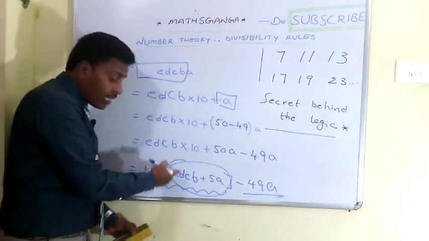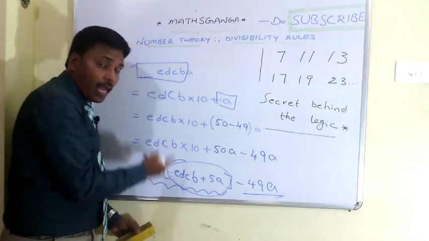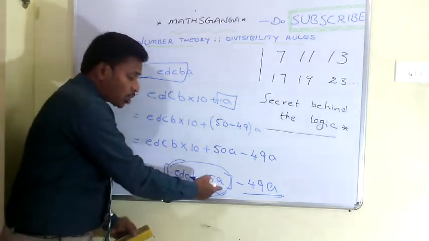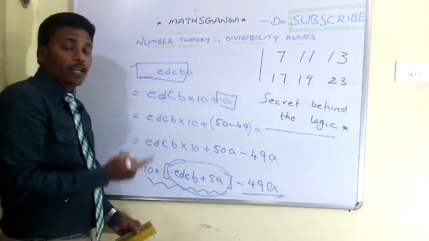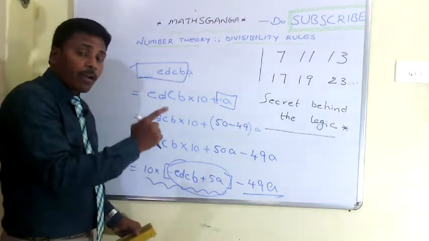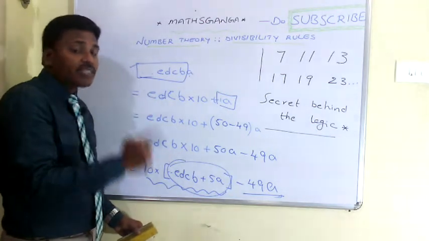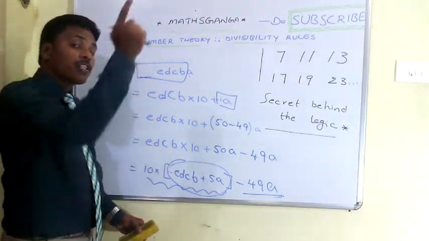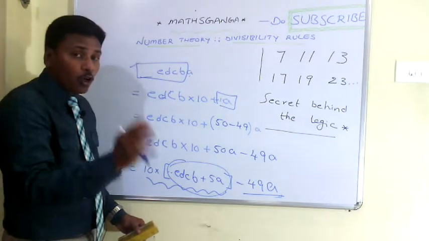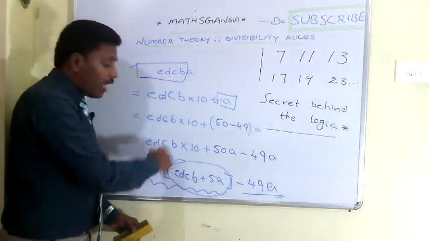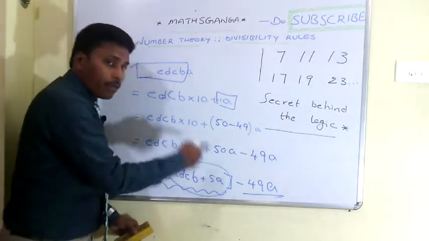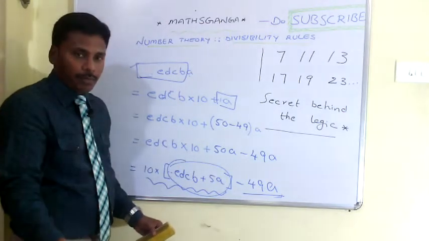What is this one? This one is the number obtained by adding 5 times the last digit to the remaining number. So if the number obtained by adding 5 times the last digit to the remaining number is a 7 multiple, the given number is also a 7 multiple. If we don't know whether it is a 7 multiple or not, repeat the process again for this number until we reach a known 7 multiple.